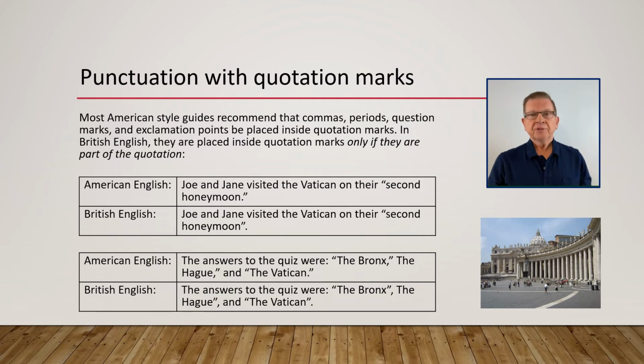American English. The answers to the quiz were the Bronx, the Hague, and the Vatican. Note that the serial commas are placed before the closing quotation marks. British English. The answers to the quiz were the Bronx, the Hague, and the Vatican. Here, the serial commas and the period or full stop in British English are placed after the closing quotation marks.